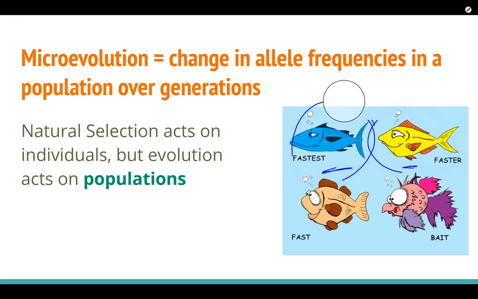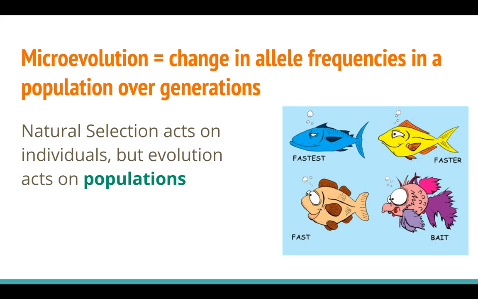So evolution can only act on populations. That's the smallest biological unit that evolution can act on. One individual can't evolve. Evolution is a change in the entire population at the level of the genes that they actually have, okay? And we're going to be looking at that idea in more depth over the next couple days.